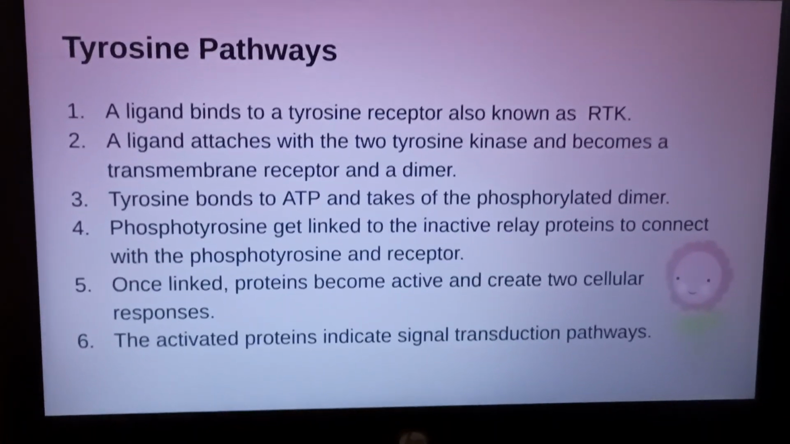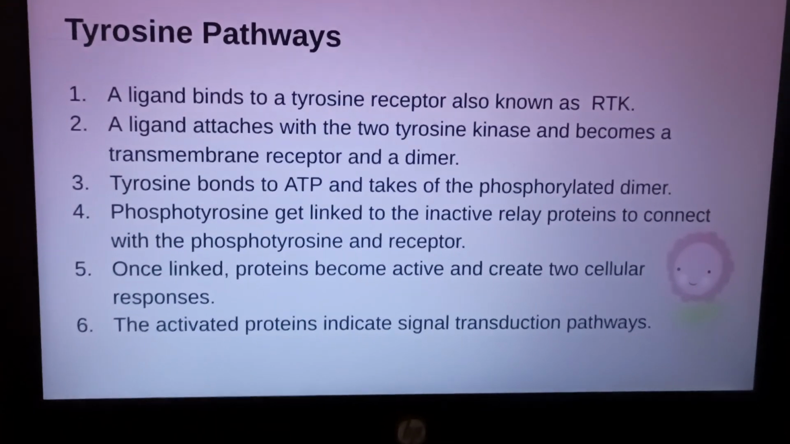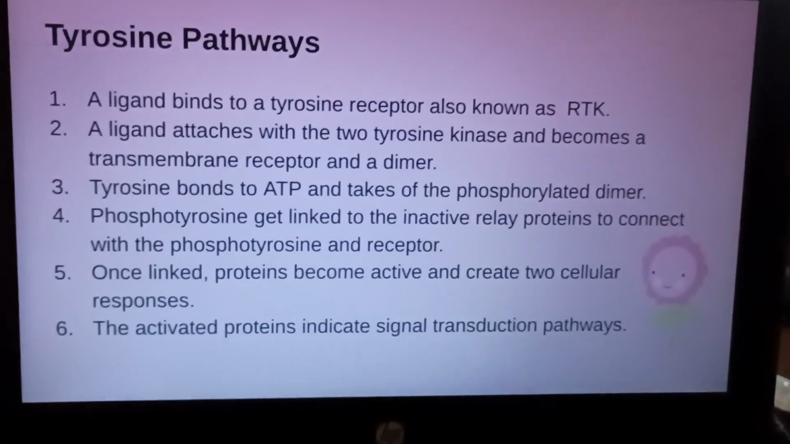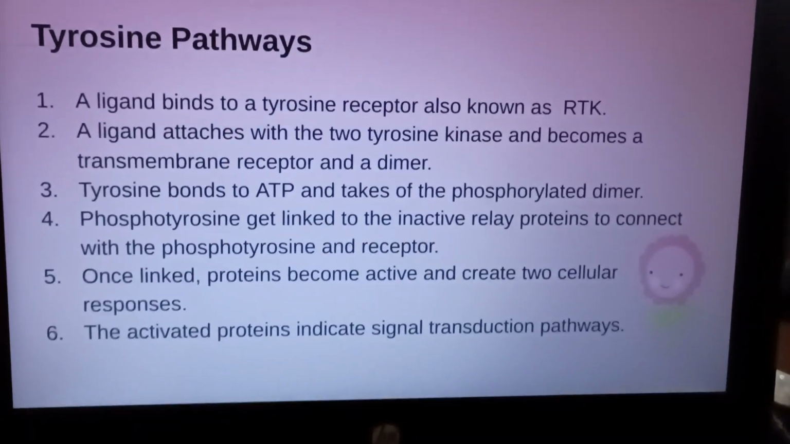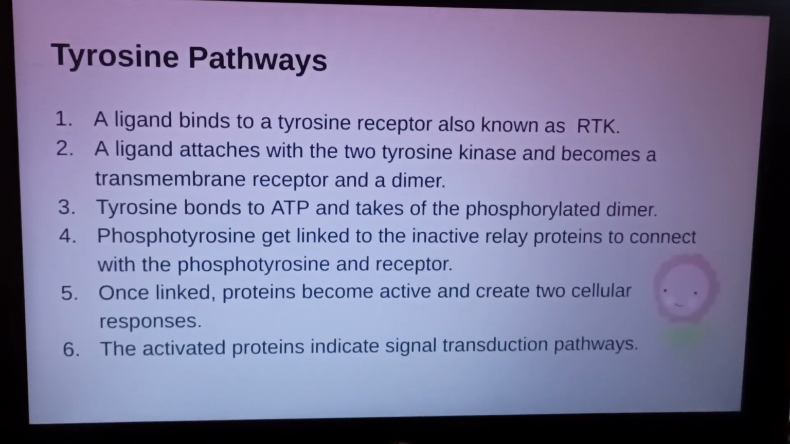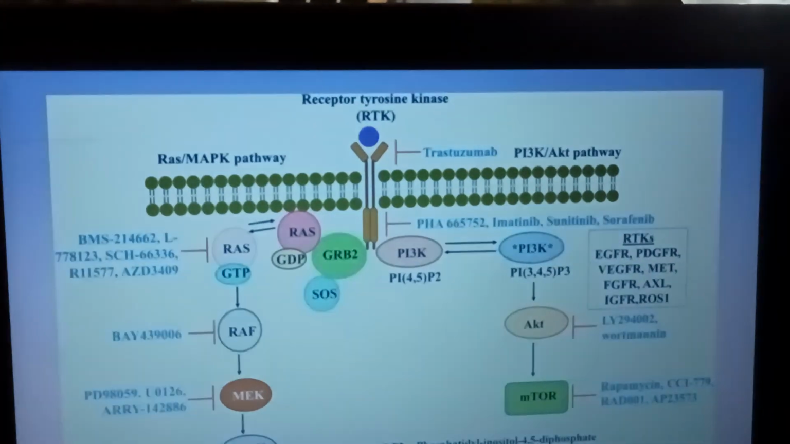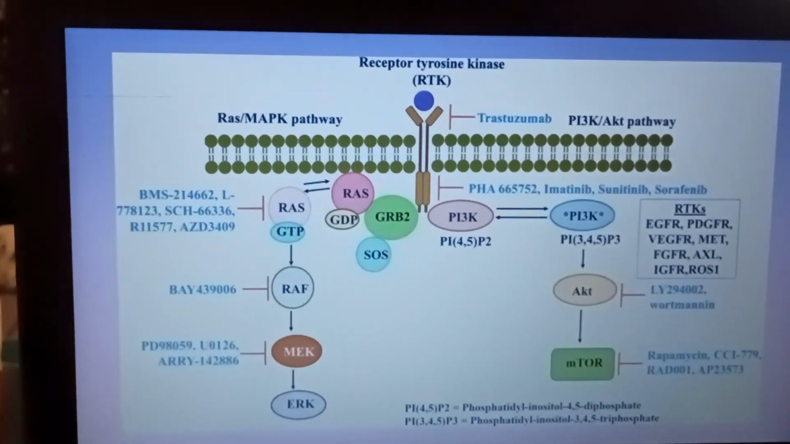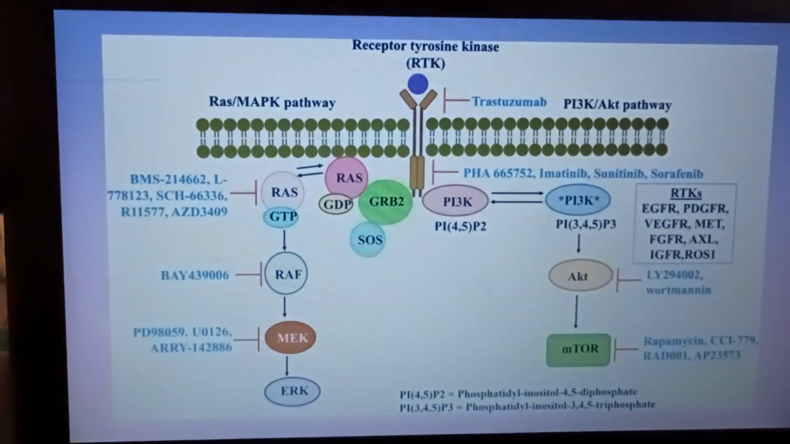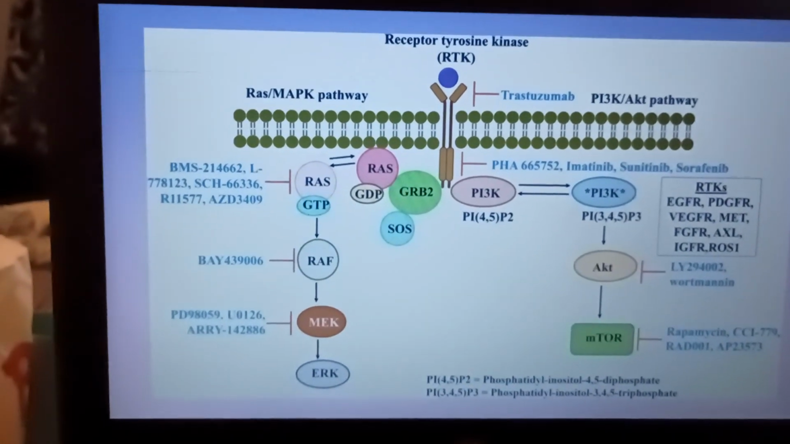Phosphotyrosine gets linked to the inactive relay proteins to connect with the phosphotyrosine and receptor. Once linked, proteins become active and create 2 cellular responses. The activated proteins indicate signal transduction pathways. This is the signal transduction pathway.